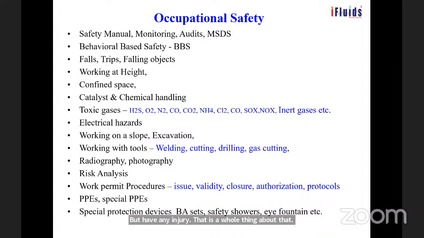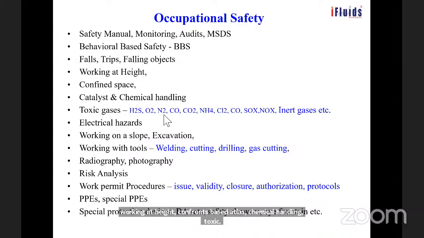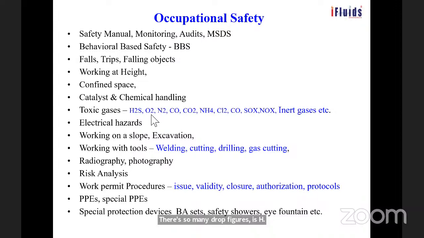So working at height, in confined spaces, with catalyst, chemical handling, and toxic gases, because there are so many toxic gases: H2S, oxygen. Oxygen, though it is not toxic, is dangerous. Nitrogen is a silent killer, H2 is a silent killer, carbon monoxide, carbon dioxide. Carbon monoxide is carcinogenic again. It can curdle the blood if it is inhaled. Then CO2, people will die. And ammonia, chlorine, everything is a problem. All these things have to be handled very carefully.